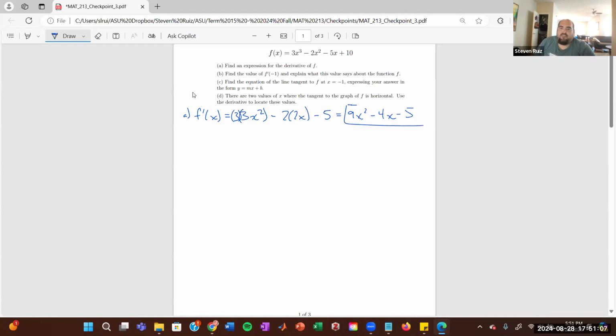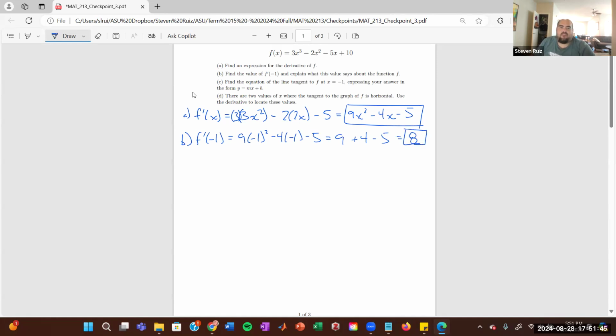So that's our derivative. Part B, find the value of f prime of negative 1. So I found f prime, which is the name we give to the derivative of f. So then what's f prime of negative 1? F prime of negative 1 will just come from us evaluating that function f prime when x is equal to negative 1. So what do we get when we do this? 9 times negative 1 squared is 1, so 9. Negative 4 times negative 1 is 4, minus 5. So 9 plus 4 minus 5, that'll equal 8.